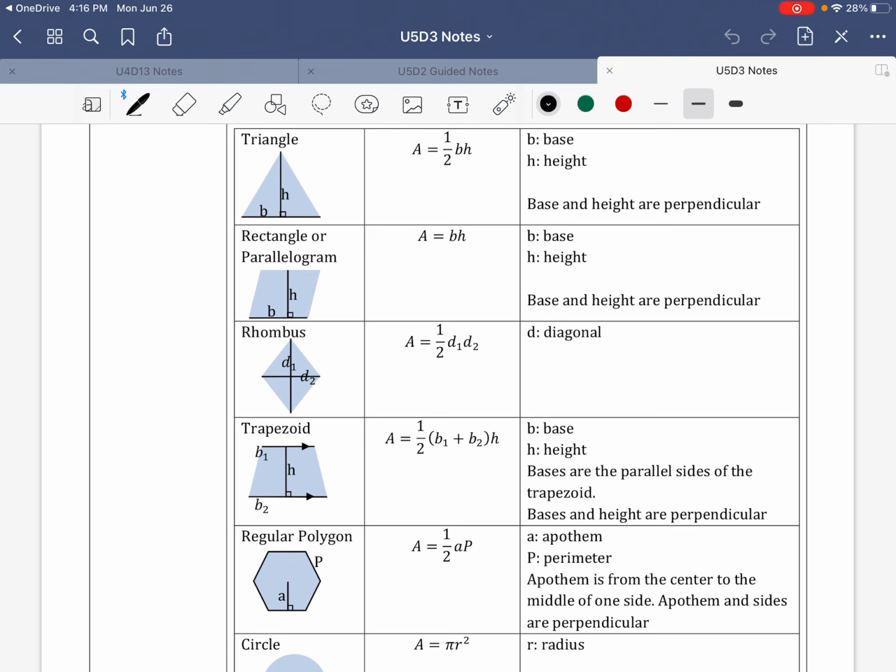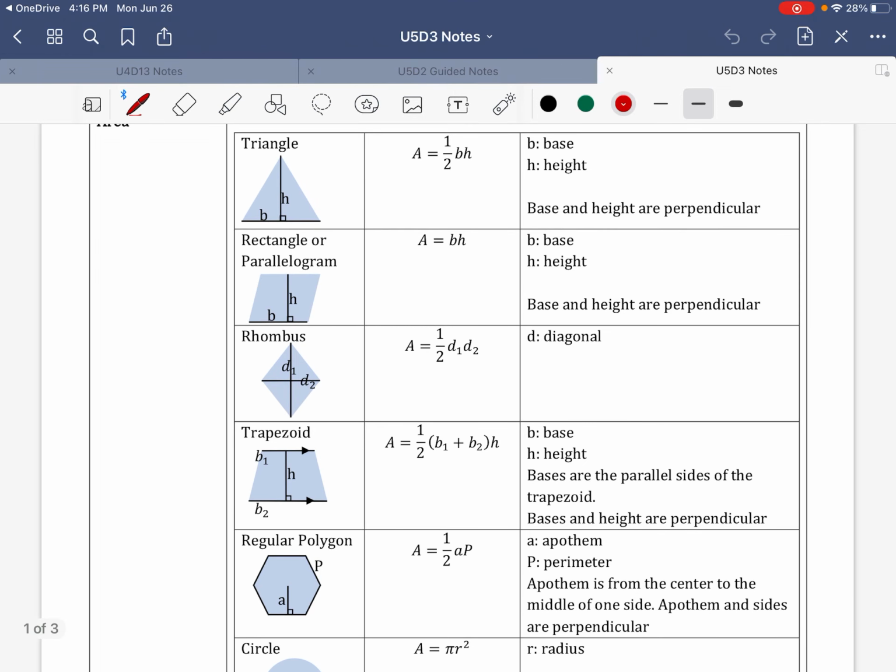Okay, for a rectangle or for a parallelogram, and I just want to go over real quick, a parallelogram is when you have 2 pairs of parallel sides. So you can see the top and the bottom are parallel, and then these sides are also parallel. Okay, so whether you have a rectangle or you have a parallelogram, you will use the same equation, which is just base times height. And again, your base and your height must be perpendicular.